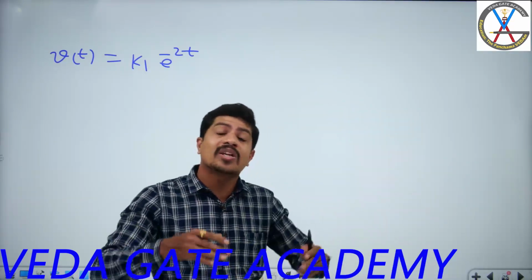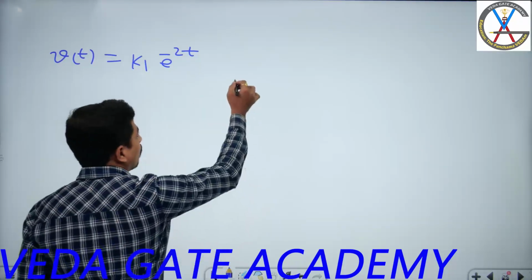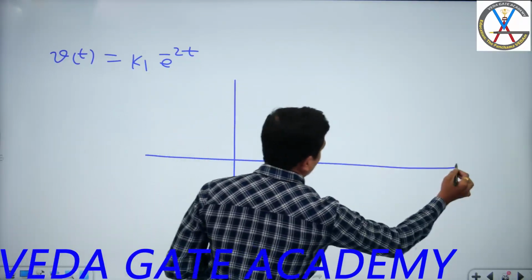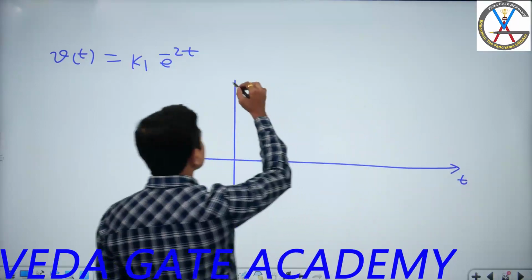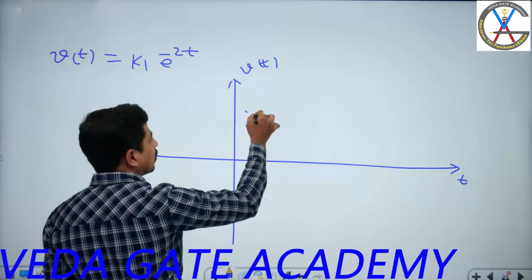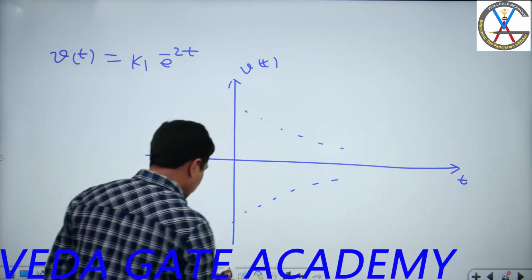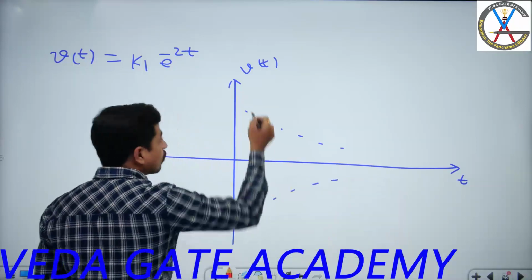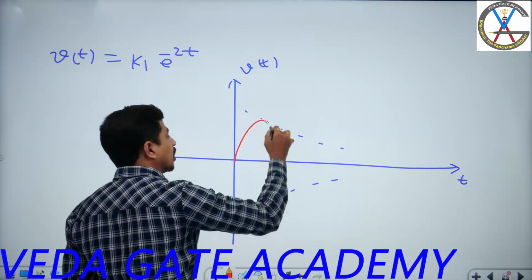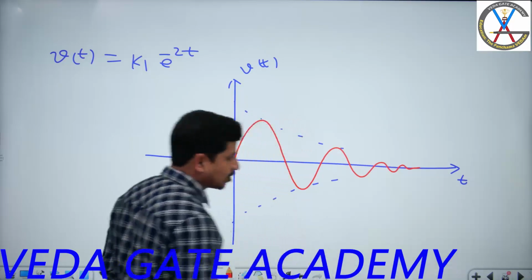Sir, I want an exponentially decaying sinusoidal waveform. What does it mean by an exponentially decaying sinusoidal waveform? I'll show you. This is t, and this is v of t. How does the waveform look? Exponentially decaying sinusoidal waveform. This is the exponential decay, in this envelope. This is called an envelope. In this envelope, if a sinusoidal waveform is there, this is called an exponentially decreasing sinusoidal waveform.